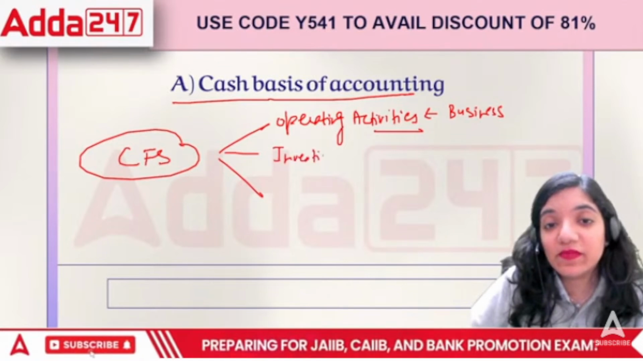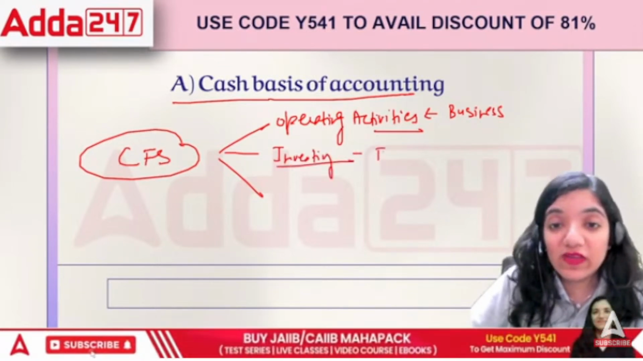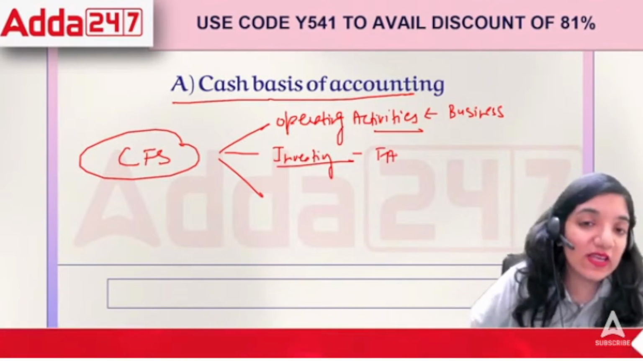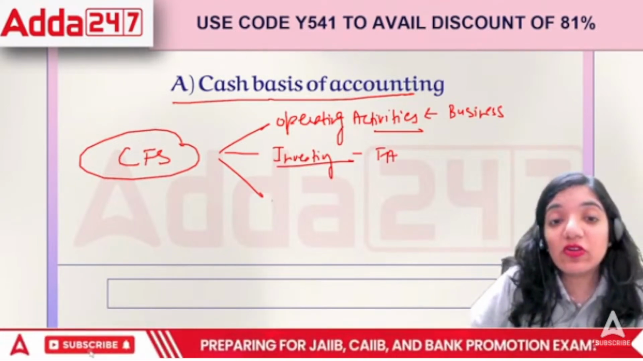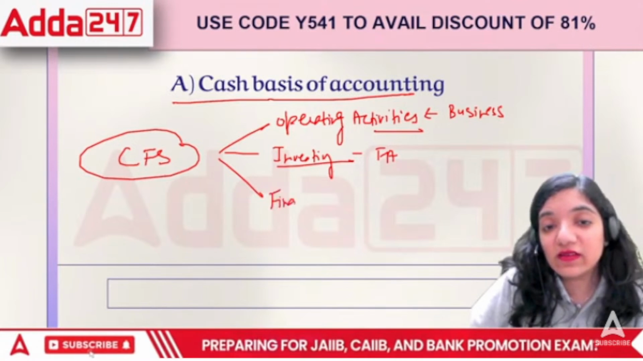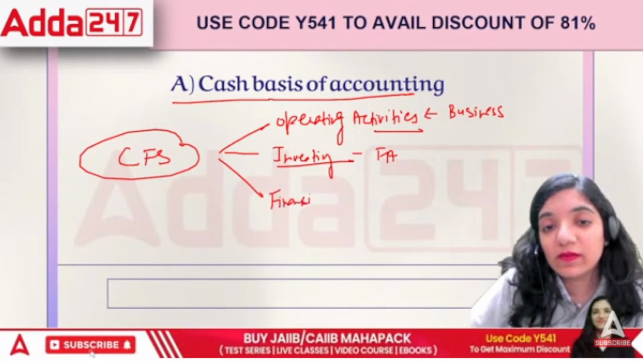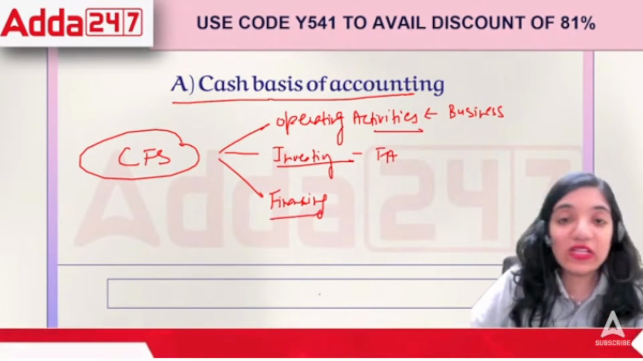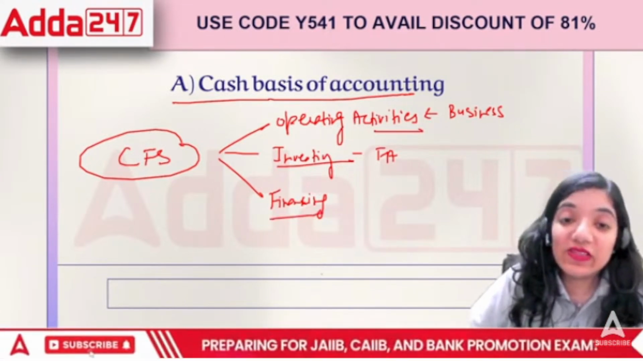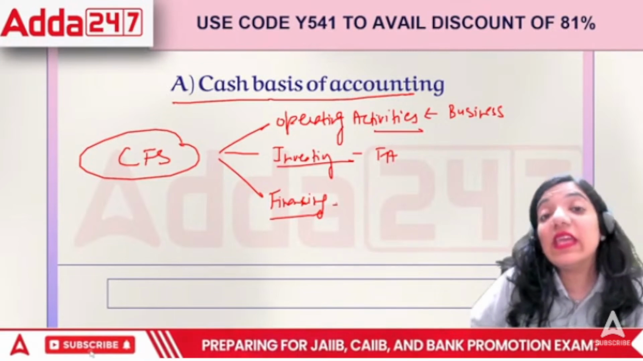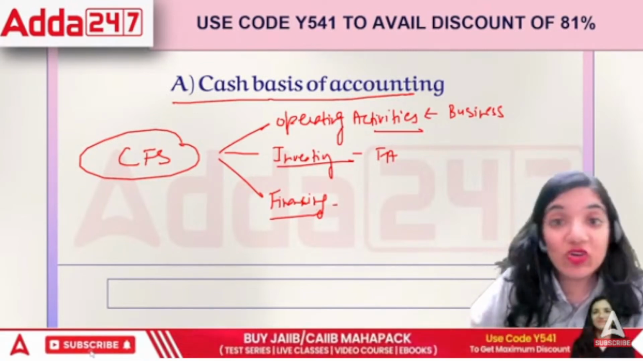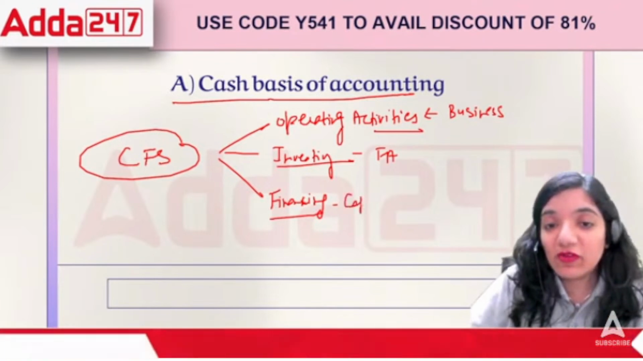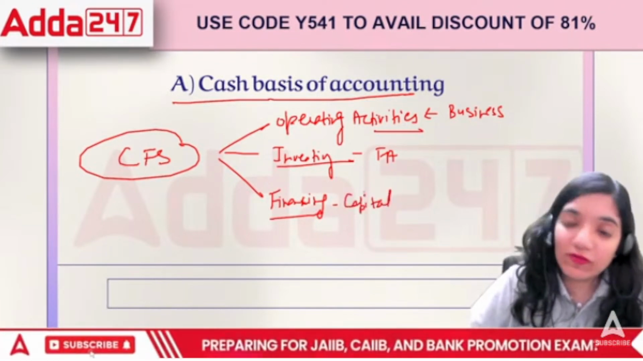Then we have investing activities. Investing means if I put money into the fixed assets or I lose money out of the fixed assets. That is what we call investing. And then when we talk about financing, in terms of financing, we have a way of financial working now. That means in terms of financing, we either get money into the business or we lose money out of the business. We have capital inflow or capital outflow.